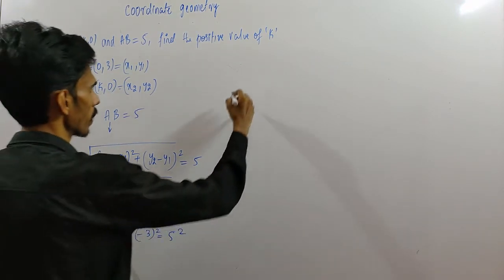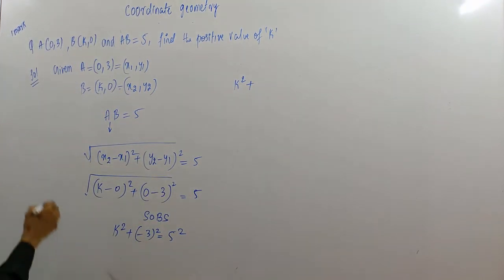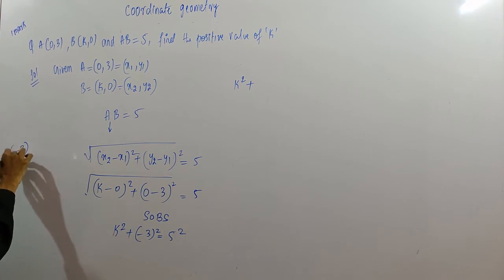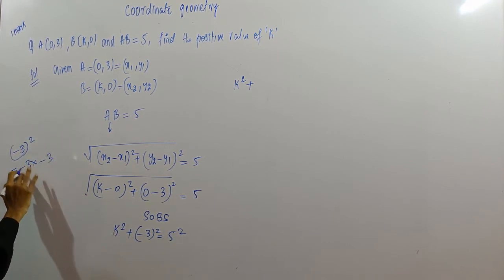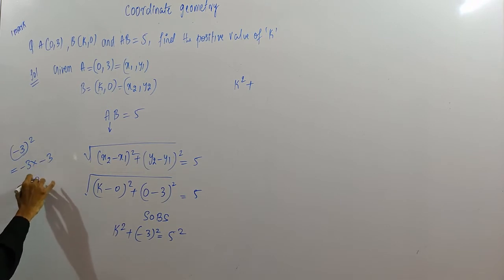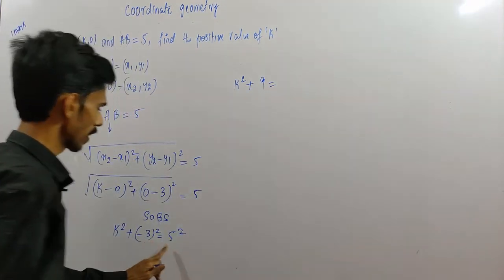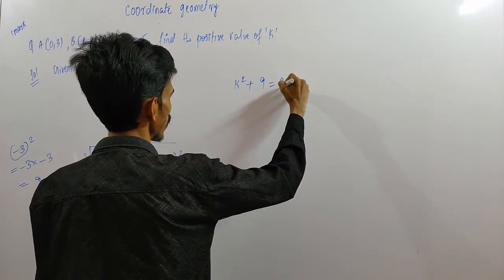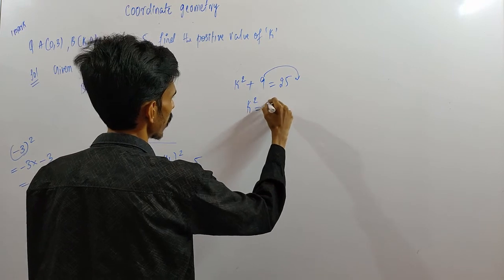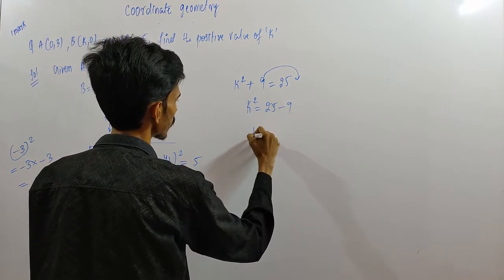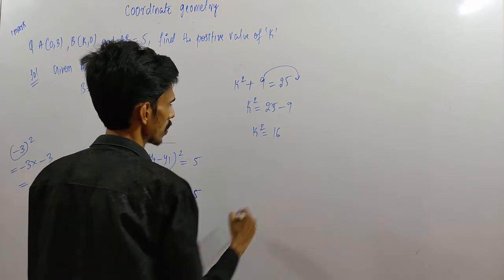Now we have k square minus 3 square. Minus 3 square is minus 3 into minus 3. Minus into minus, we have plus 3 into 3, we have 9. So the value of this is 9 plus 5 square. 5 square is 25. Send this here. 25 minus 9. 25 minus 9, we have 16.